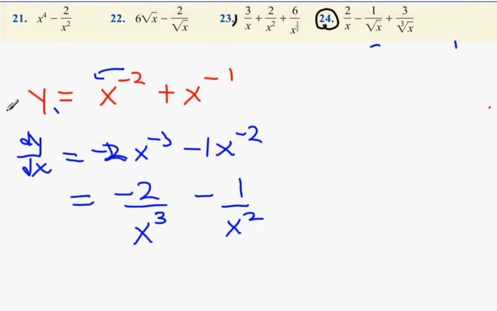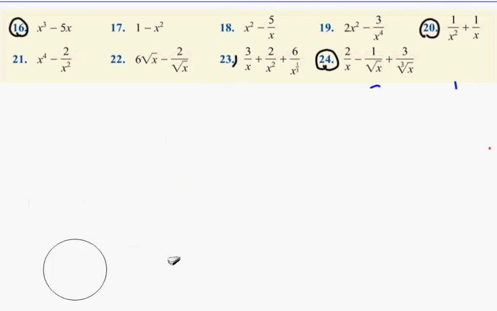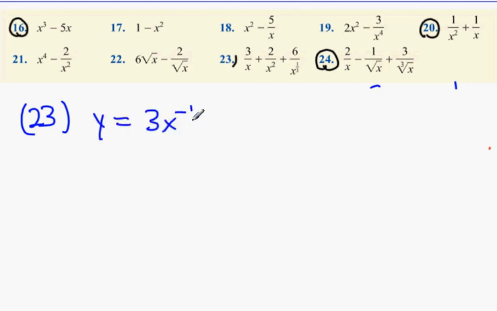Alright guys, what's the next one we're doing then? 23 or 24, we'll do both. Okay. 23. Change this to 3x to the minus 1, so y equals 3x to the minus 1. This one here, 2x to the minus 2. And this one here, 6 minus a third.